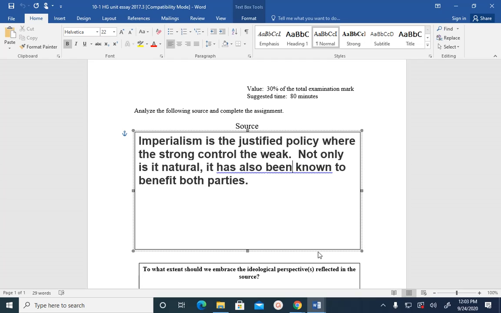Imperialism is the justified policy where the strong control the weak. Not only is it natural, it has been known to benefit both parties. So that could be your thesis in 2 weeks. So you'd write one body paragraph: imperialism is justified where the strong control the weak. Another body paragraph, this is natural. And a final body paragraph, benefits both. There's your essay. The thesis statement allows you to have a very logical organization of the body.